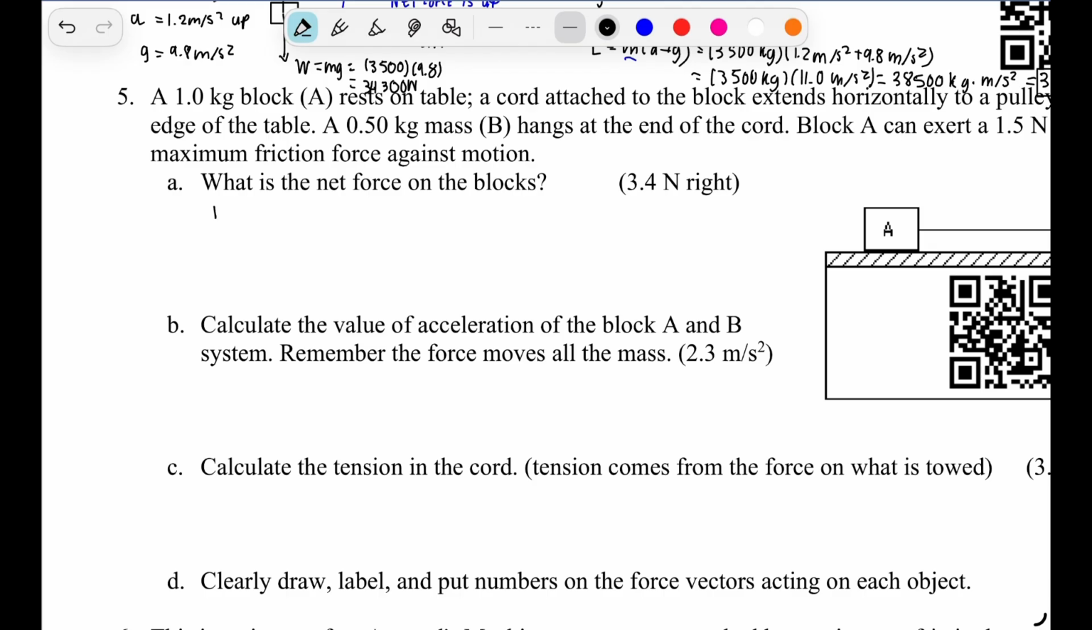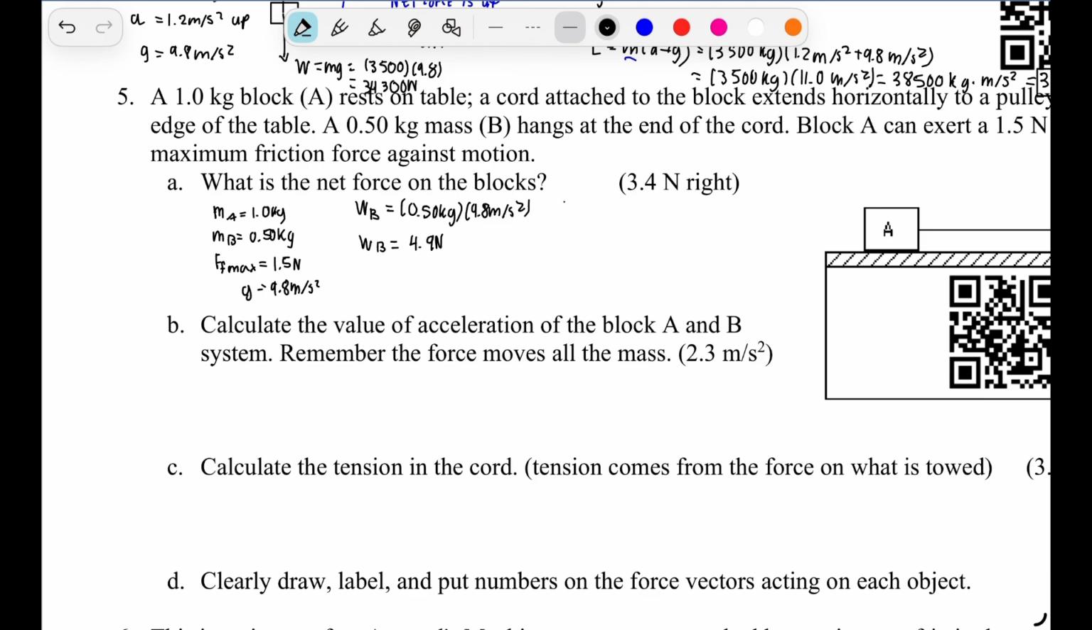So we're given that the mass of A is 1.0 kilograms. We're given that the mass of B is 0.50 kilograms. We know that our max friction, F max, is going to be 1.5 newtons, and we also know our g is 9.8 meters per second squared. So first, we're going to compute the weight of hanging mass B. WB is going to equal 0.50 kilograms times 9.8 meters per second squared. WB will equal 4.9 newtons, using the units of kilograms times meters per second squared.